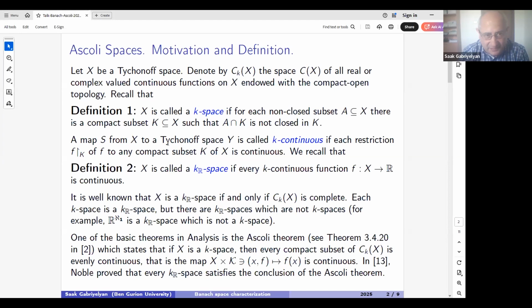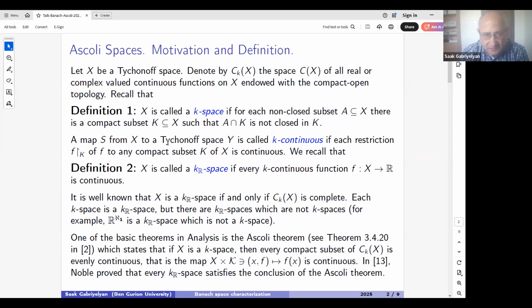Let X be a Tikhonov space. We denote as usual by CKX the space CX of all real or complex valued continuous functions on X endowed with the compact open topology. And recall that a Tikhonov space X is called a K-space if for each non-closed subset A, there is a compact subset K such that this intersection A with K is not closed in that compact subspace K.